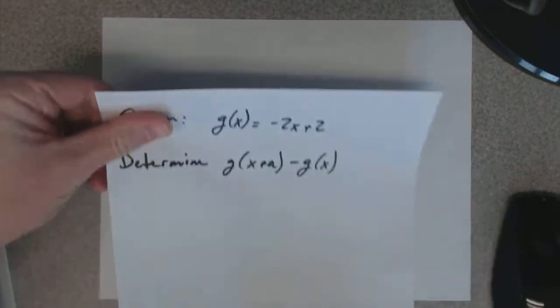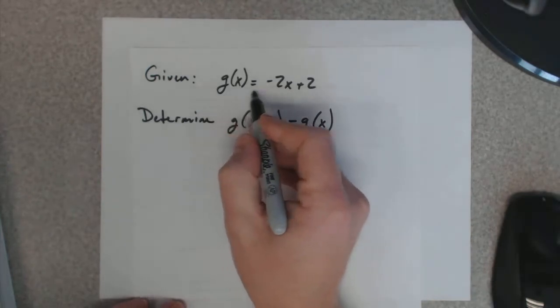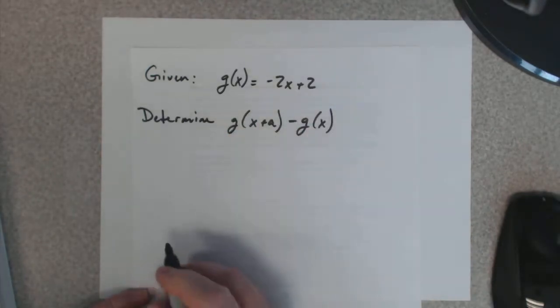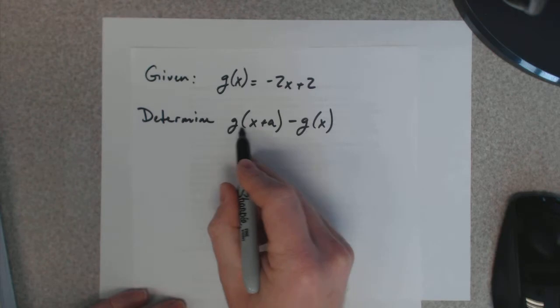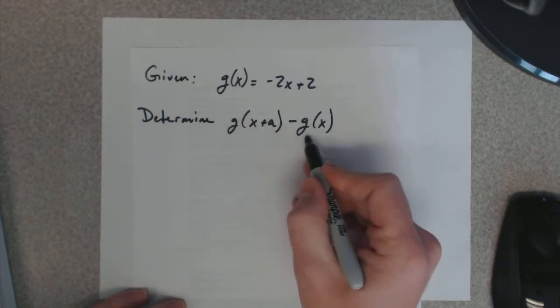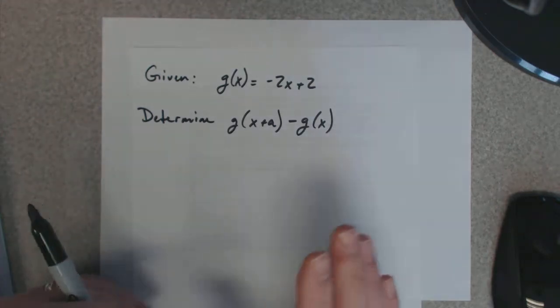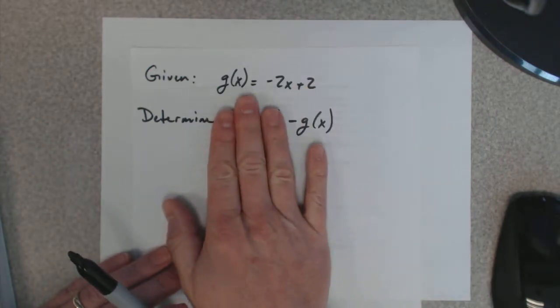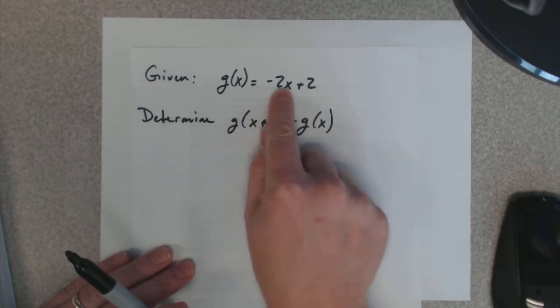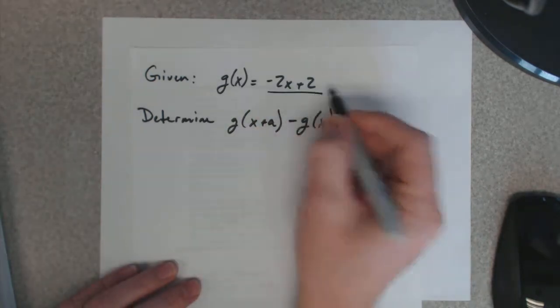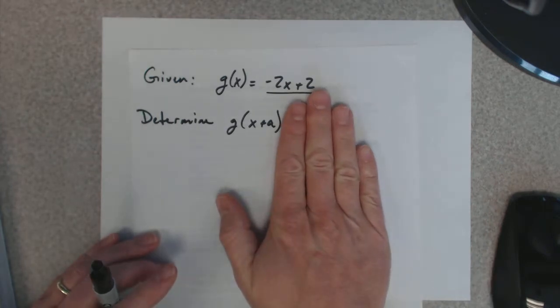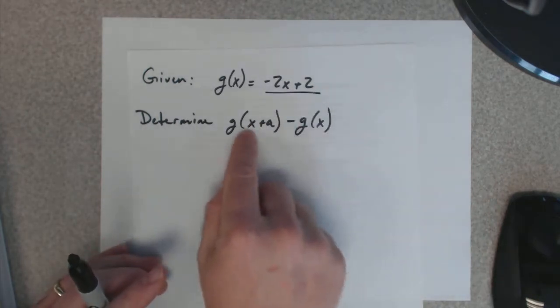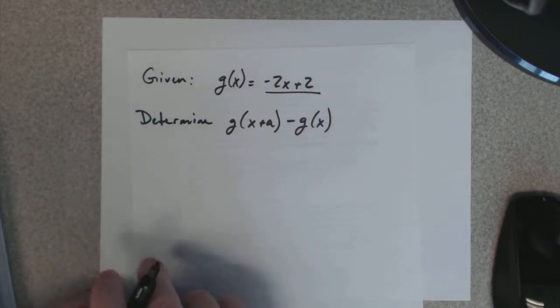Alright, let's kick it up another notch. Here we're given a function g of x equals negative 2x plus 2. We're supposed to determine g of x plus a minus g of x. So I'm going to treat this like two pieces. First, I'm going to find this. I already know what g of x is. It's given to me. Here's g of x. So first off, I'm going to find this piece. And then once I figure out what that is, I'll subtract away the g of x.